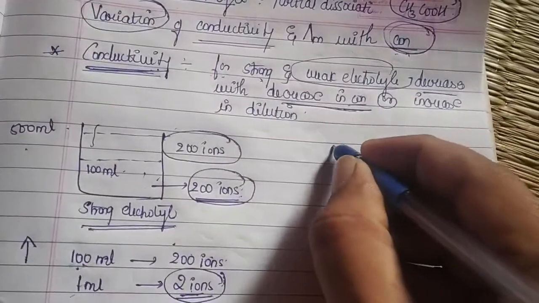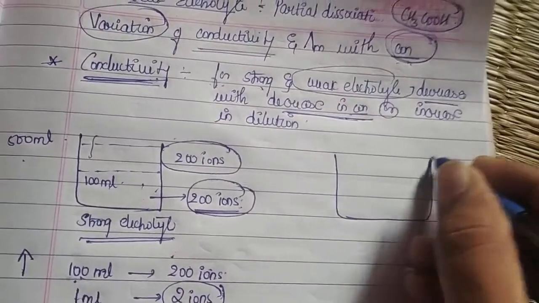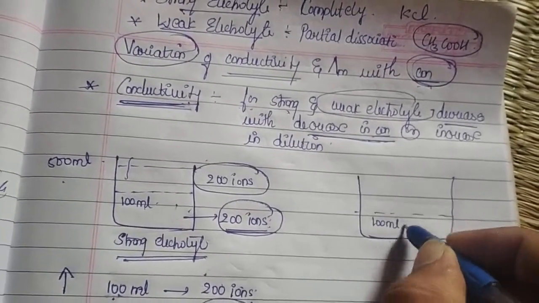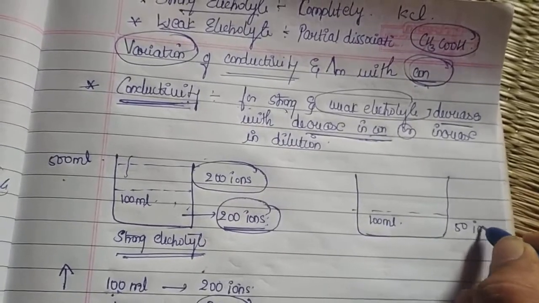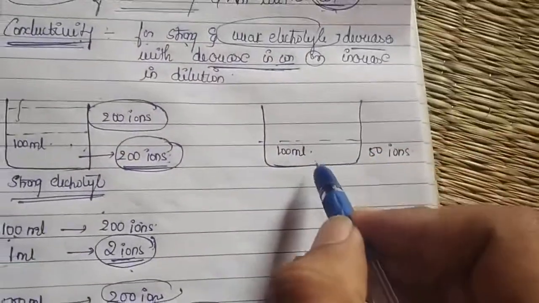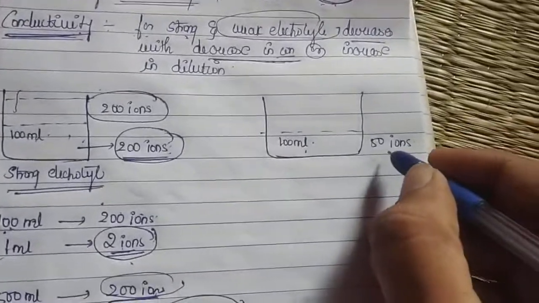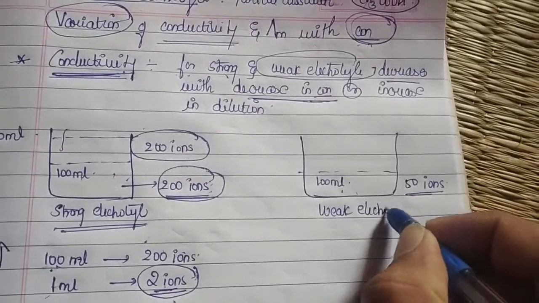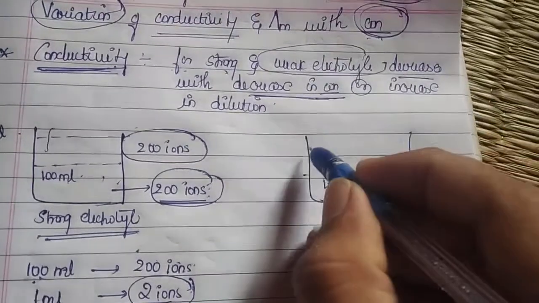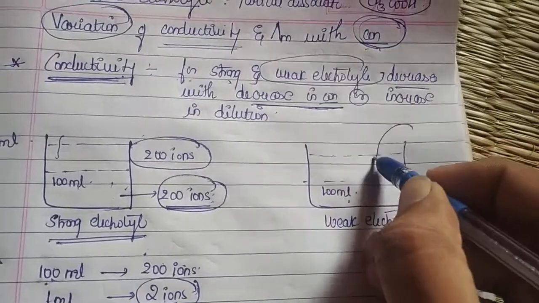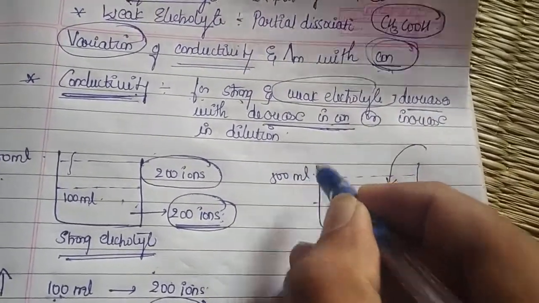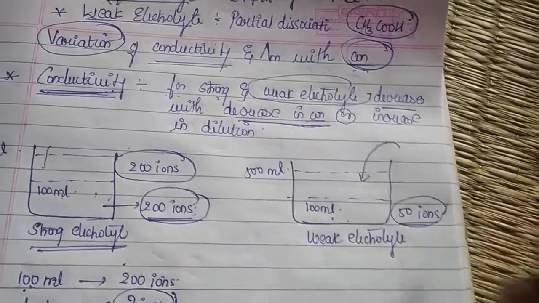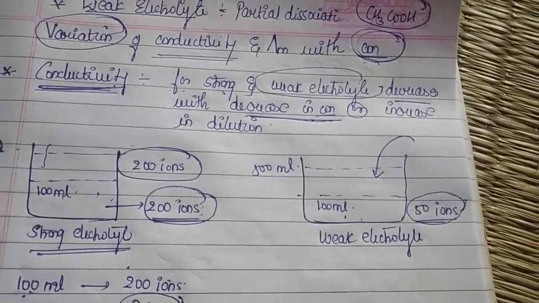Now let us go with my weak electrolyte. Same concept. Okay, in 100 ml, let us consider that there were 50 ions. So in 100 ml you are having how many ions? 50 ions. This is for which one we are dealing with now? Weak electrolyte. Now what you are going to do? Now let us increase the dilution. I add a little amount of water and make it 500 ml. Now my question to you is whether the number of ions remains the same or whether it changes. Yes, very good, it changes.